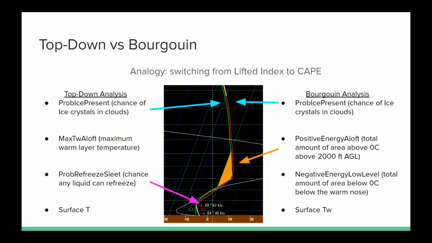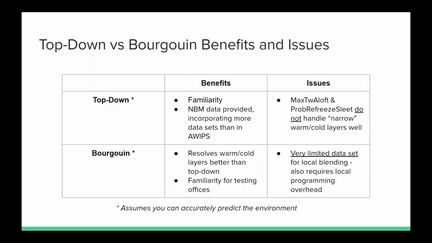Then the cold dome is measured by the Prob refreeze sleet grid in the top-down analysis, and then the negative energy low level in the Bourgouin. And then finally, the surface is reflected by surface temperature in the top-down, and then surface wet bulb in the Bourgouin. And then all these variables come together to make the individual precipitation types of rain, snow, sleet, freezing rain.